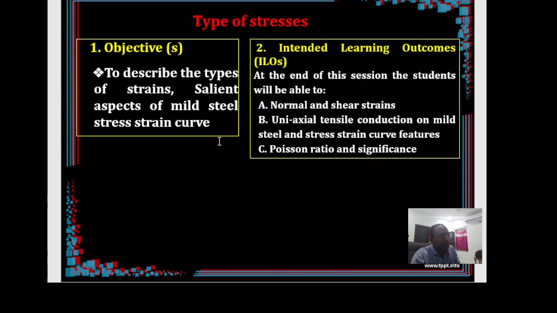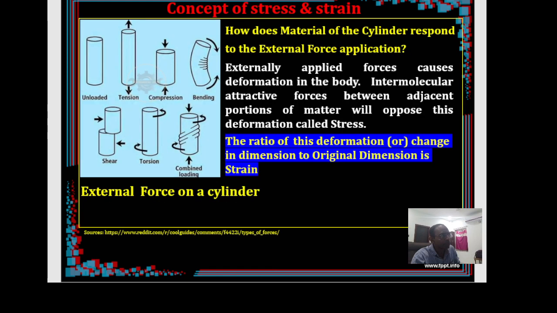So by the end of the discussion, I am sure the learners will be able to understand the difference between normal and shear strains, the uniaxial tensile test conduction, as well as the salient features that we are going to observe on the stress strain curve of mild steel. Also, what is Poisson's ratio and what is its significance? So let's start.